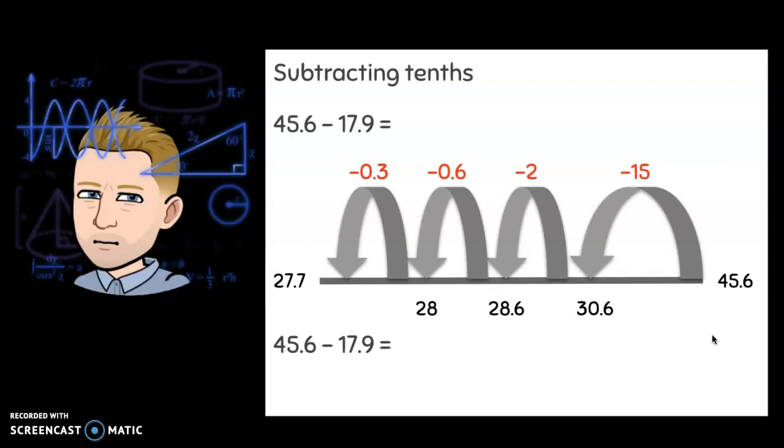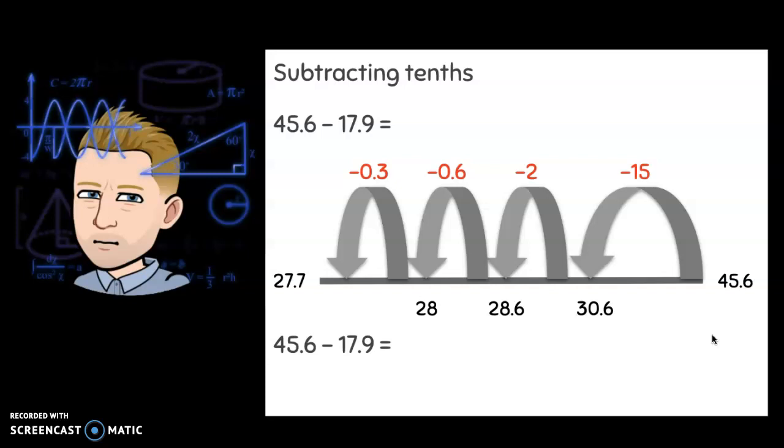Even harder example. 45.6 take away 17.9. Again, on the right hand side of the number line, write down 45.6. And I've done that. And I'm going to, again, make tidy jumps on my number line. So I need to take away 17 whole numbers first. So I'm going to go 45.6 take away 15. That gets me to a nice number to work with, which is 30.6.